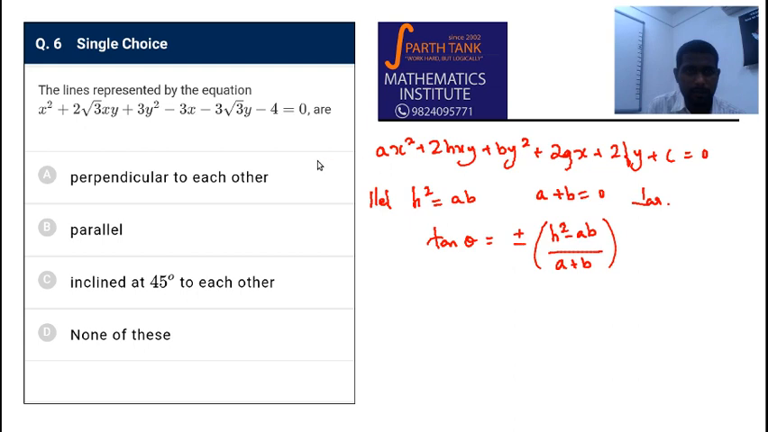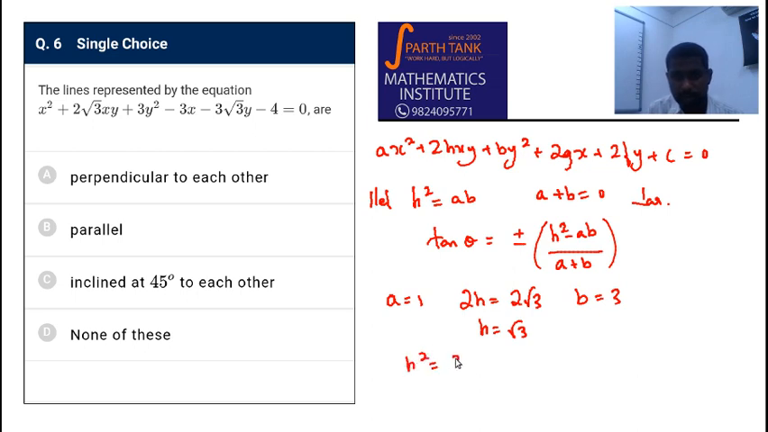Let us see from the given equation what condition is satisfied. So a is 1, comparing the coefficients, 2h is 2 root 3 and b is 3. So h is root 3. Okay. Now of course h square obviously is ab here. Root 3 square is 3 into 1. So this condition is satisfied, hence the lines are parallel.